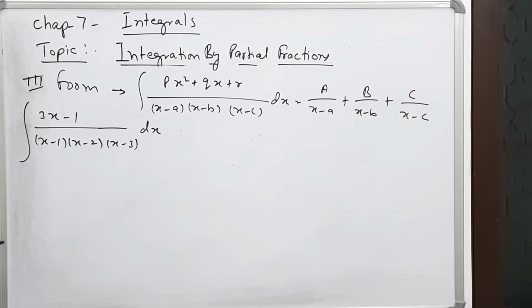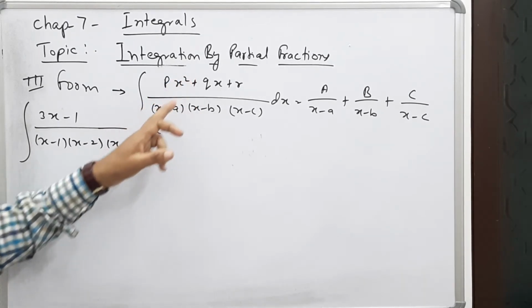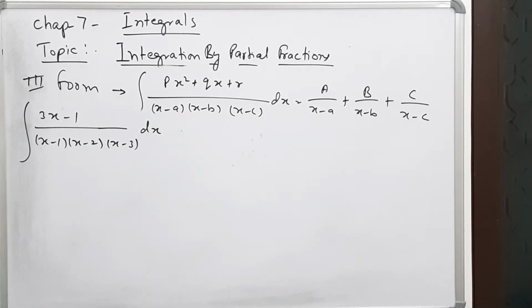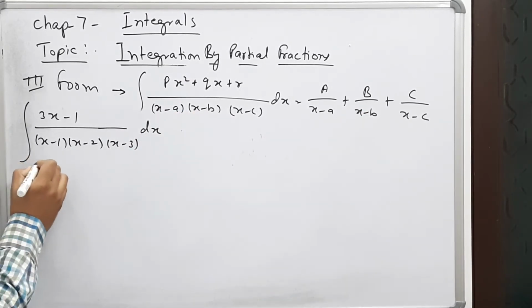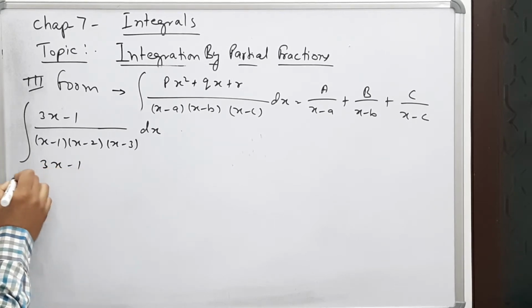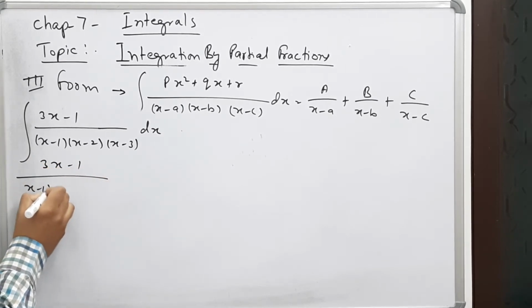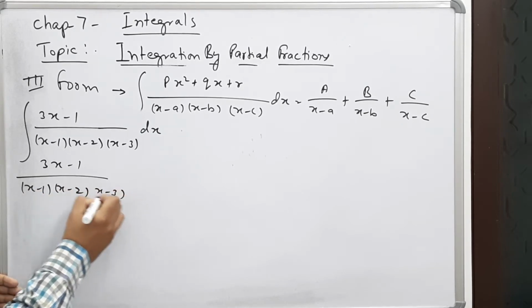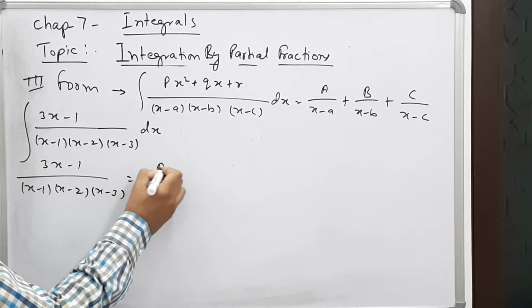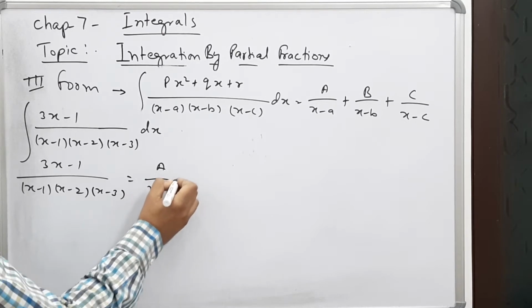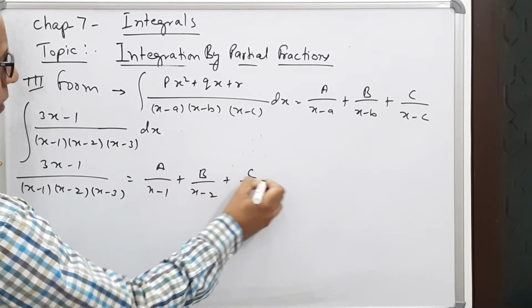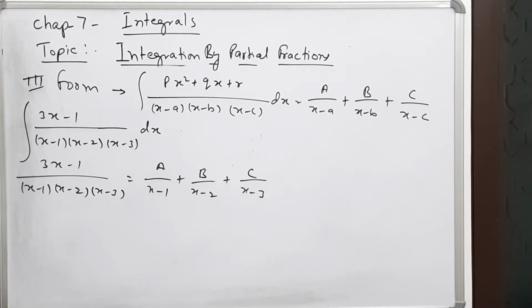Yes, now you see the third form of integration. It is quadratic upon cubic, and all these are in the factor form. So by this, it is (3x minus 1) upon (x minus 1)(x minus 2)(x minus 3). Say let this equal a upon (x minus 1) plus b upon (x minus 2) plus c upon (x minus 3).